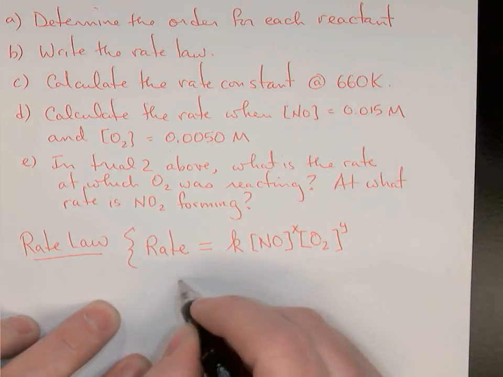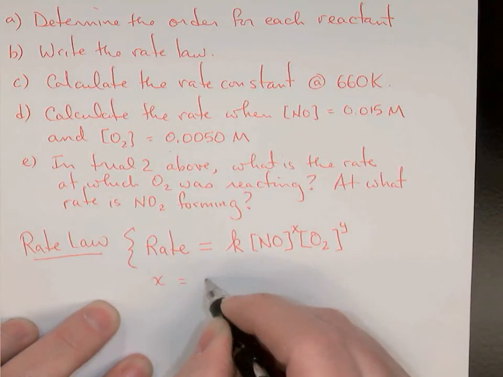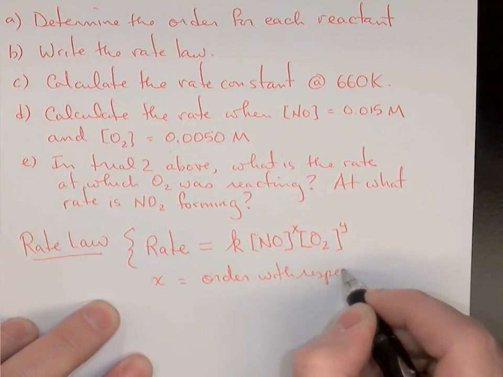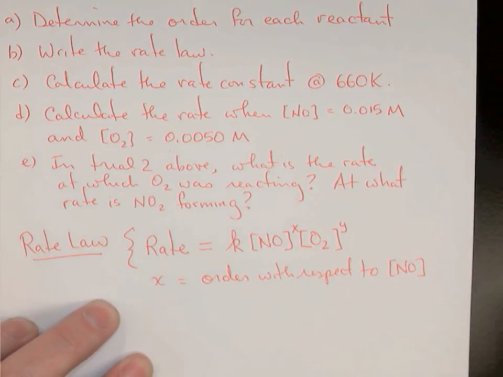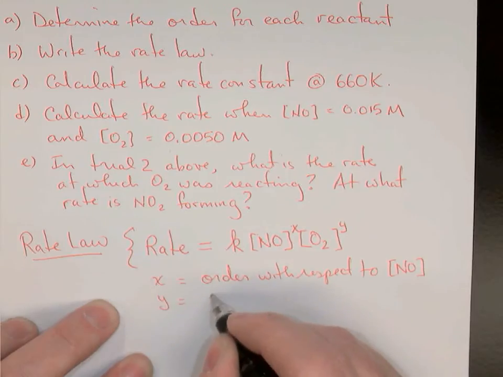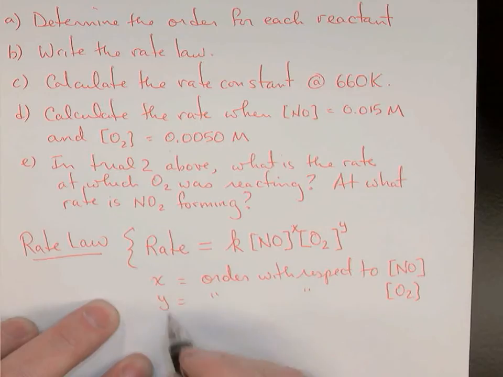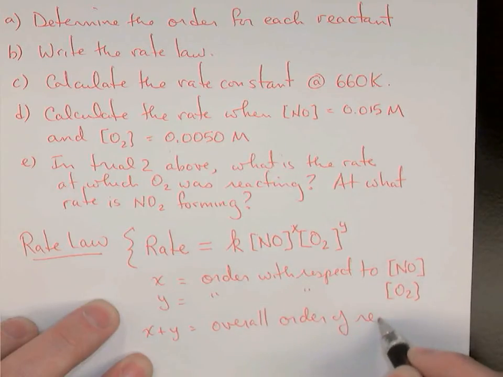Within the rate law, the exponents here, x and y, are technically called the orders of the reaction. So x is the order with respect to NO concentration, the way I've written that. y is the order with respect to oxygen. Now if we were to add them together, x plus y, we would then have what's called the overall order of the reaction.